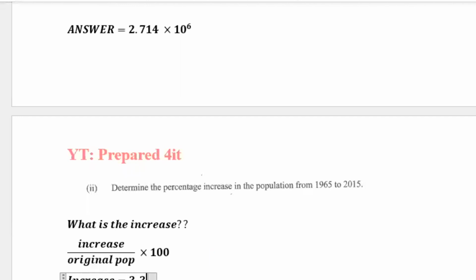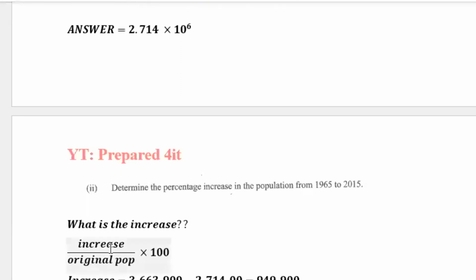So these are figures of 3,663,900 minus what the original population was, which is 2,714,000. So when you put that in your calculator, what we'll get is the increase in the population, which would be 949,900. So I've worked out the increase.